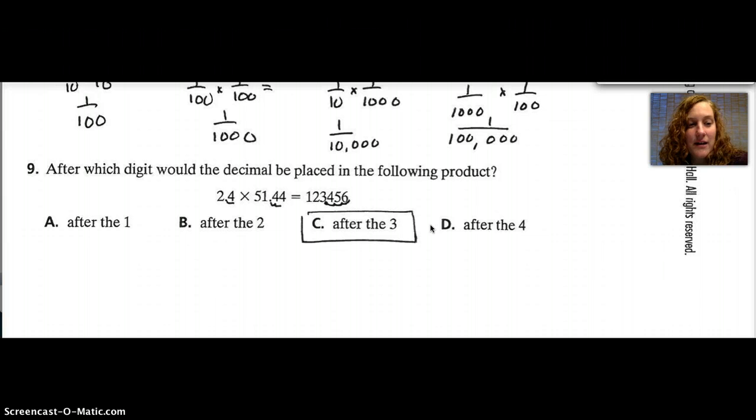Number 9. After which digit would the decimal be placed in the following product? So this one, they already did the multiplication and you just had to place the decimal. So if I do 2 and 4/10 times 51 and 44 hundredths, the tenths, I would need to move the decimal 1 to the right. The hundredths, I'd have to move it 2 to the right. So I would move it 3 to the right in the factors, so in the product I move it 3 to the left. So the decimal would go between the 3 and the 4, or after the 3.